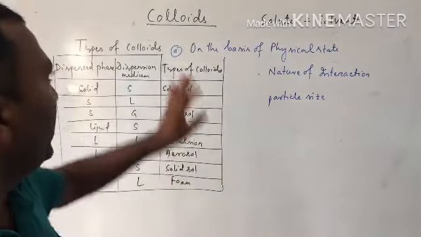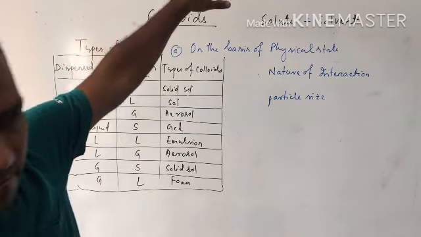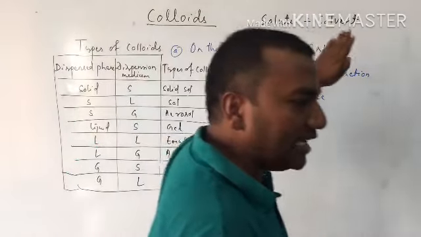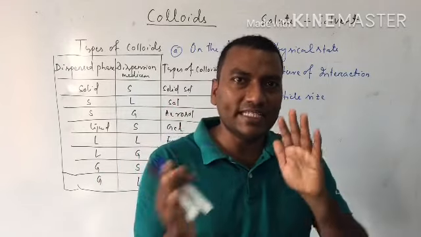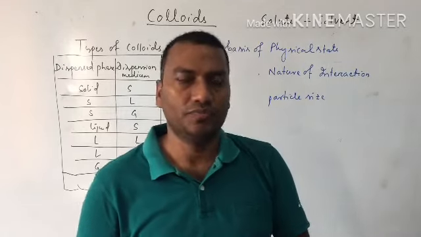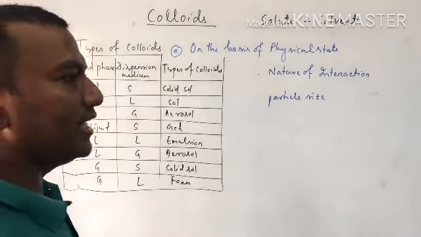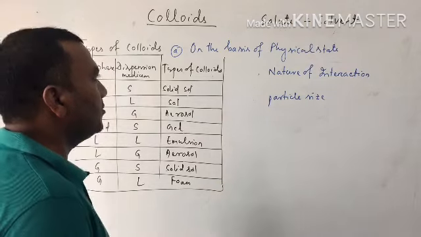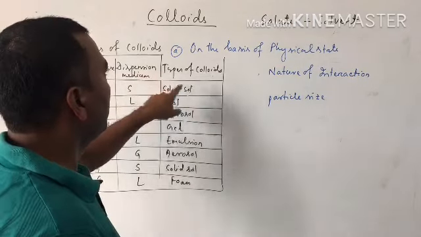Clear? So in a colloid the particle size lies between 10 to the power minus 9 meter and 10 to the power minus 6 meter. So the particle size lies between these two. Clear? So first part, colloids are how many types?